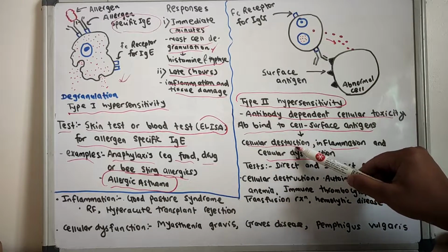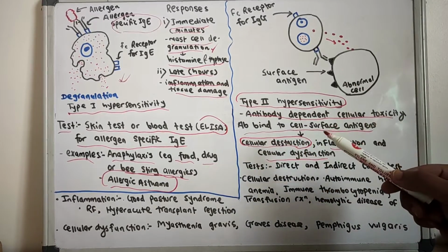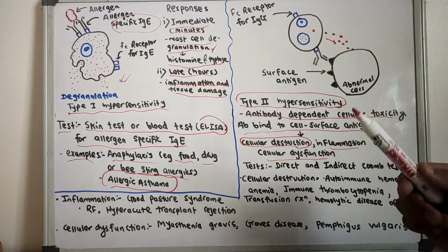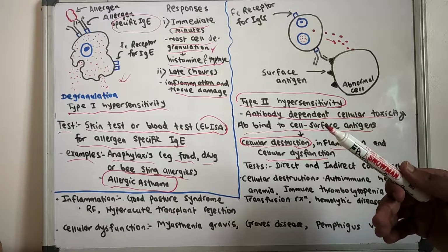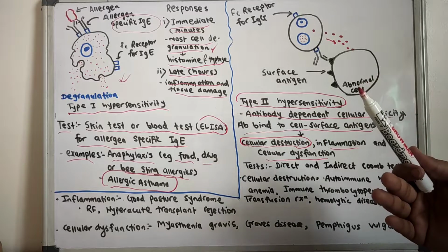First of all, let us talk about cellular destruction. Cellular destruction occurs when the cell is opsonized, for example coated by antibodies, leading to either phagocytosis or activation of the complement system.